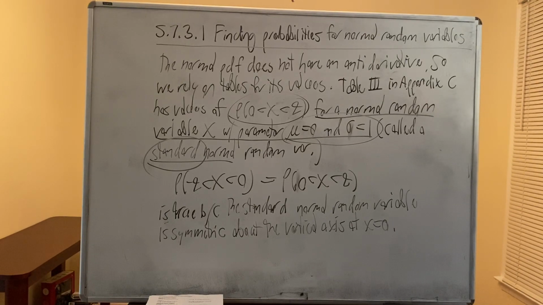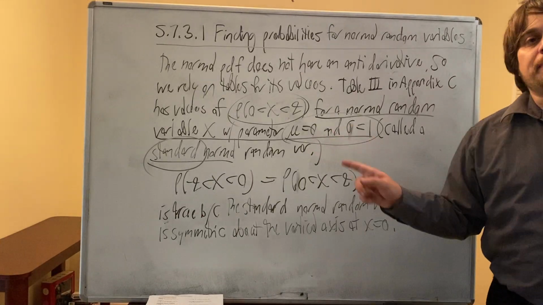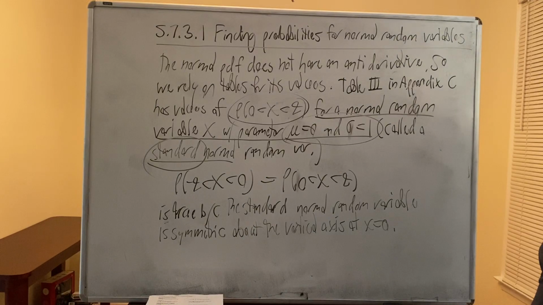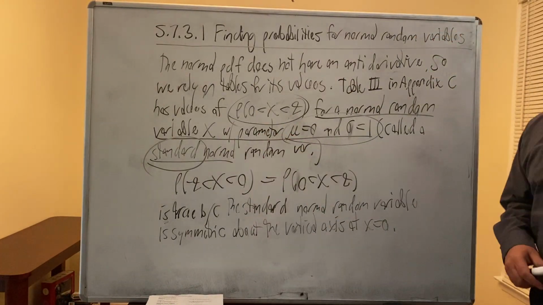So it's a standard normal random variable when you choose those specific values, right? A normal random variable can have different mu and sigma, but when you choose those values, you get a standard normal random variable, and the table tells you the probabilities when it's a standard normal random variable.